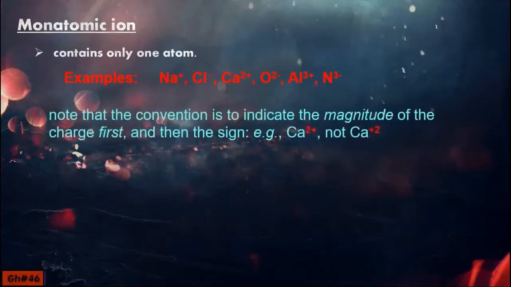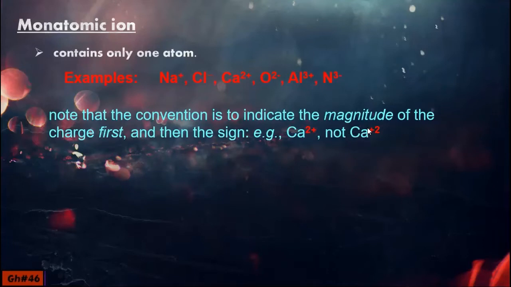A monatomic ion contains only one atom. Here are some examples: sodium, chlorine, calcium oxide, aluminum, and nitrogen. Now, take note, the convention is to indicate the magnitude of the charge first and then the sign. So, we have here the example.